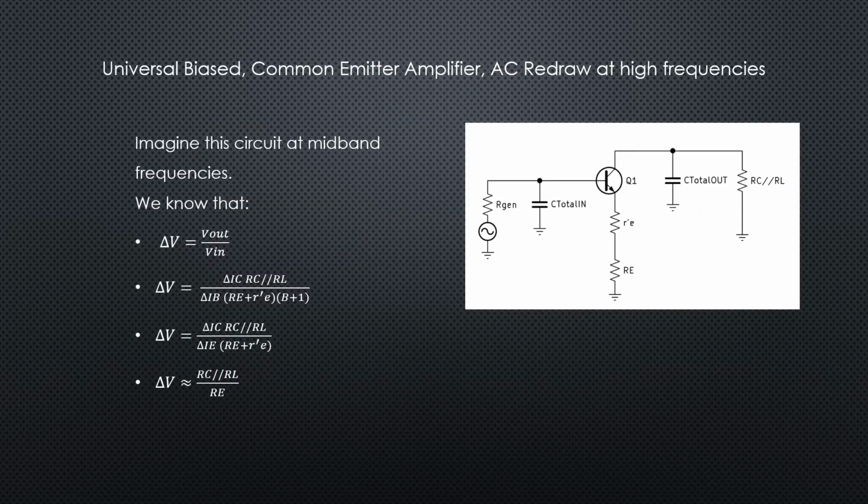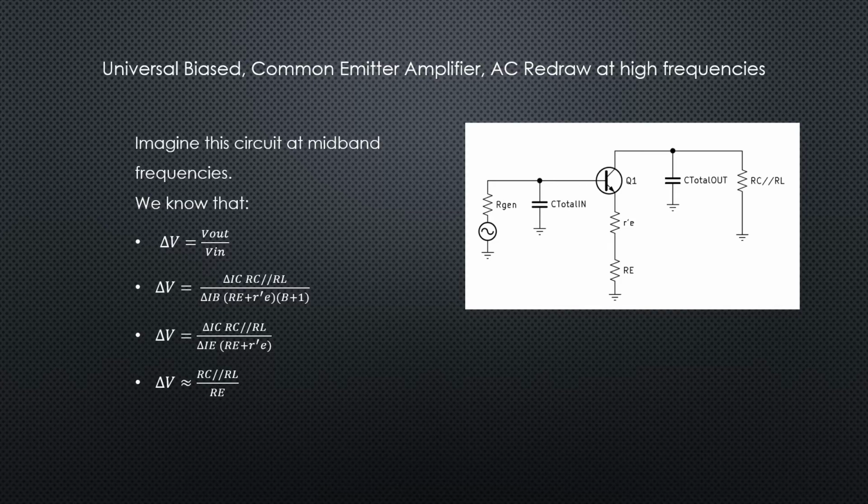So let's back up a little bit and take another look at our gain formula, or our delta V. We know that that's equal to V out over V in. We can derive V out and V in and put that in terms of IC times RC in parallel with RL, and IB times the equivalent resistance at the base, which is RE plus R prime E brought across the beta barrier. So we're multiplying by a factor of beta plus 1.